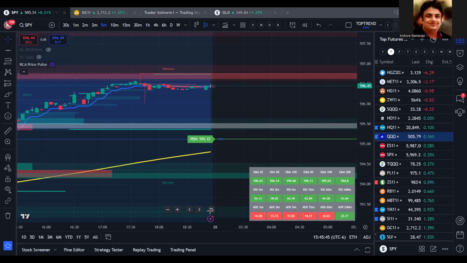So for stocks, we have three types of channels. We have a day trading scalping channel. We have then swing and day trading channel. We have a long-term channel.